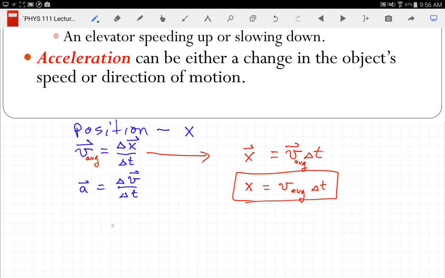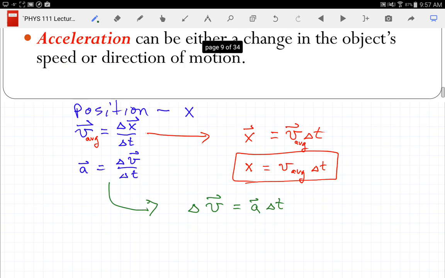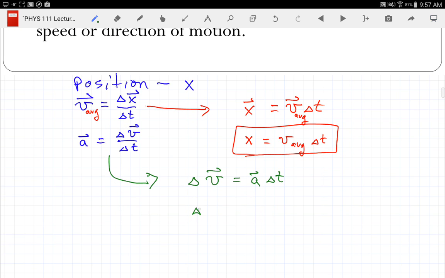Likewise, if I take this and solve it for the change in velocity, what's the change in velocity going to equal? It'd be what? That's right. Or dropping the vector signs, because we're going to be doing things as scalars right now, the change in speed is equal to the acceleration magnitude times delta t, for one dimension.